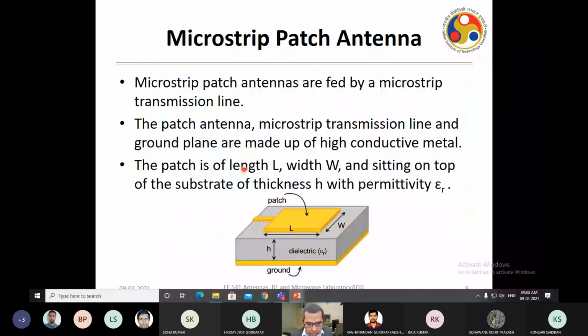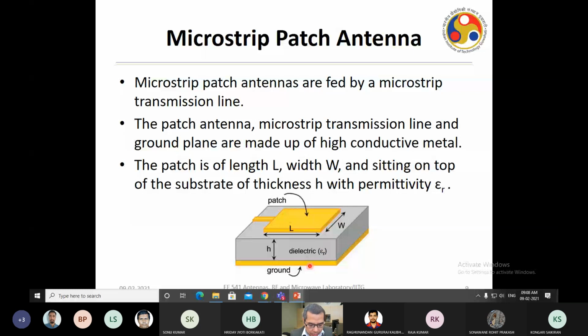By now you already know what is a microstrip patch antenna. So this is a microstrip feed line, this is a patch, and this is substrate on which you are printing this patch. Patch dimension is given by length and width. Height of the substrate is h, and the dielectric constant of the substrate is given by epsilon r. You also have a metal printing here, which is a ground plane.